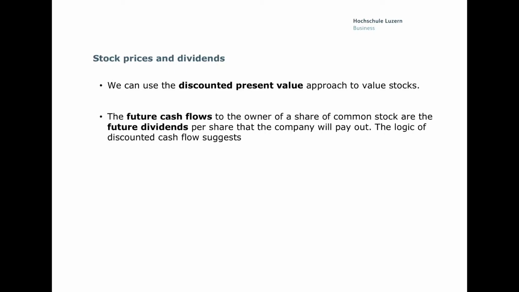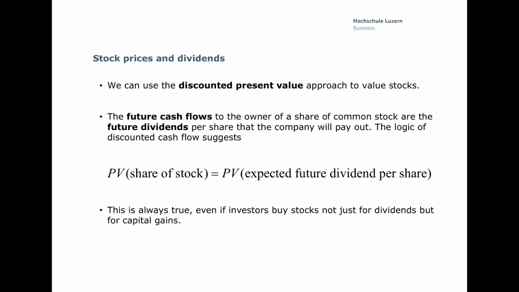Let's apply the discounted present value model to value stocks. The future cash flow to the owner of a share of common stock are the future dividends per share that the company will pay out. Following the logic that the value of an asset equals its discounted present value, we can conclude that the present value of a share of stock equals the present value of expected future dividends per share. Note, this approach is always true, even if investors buy stocks not just for dividends, but for capital gains.